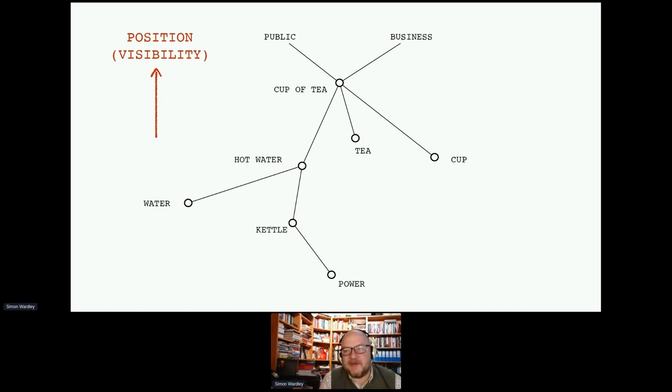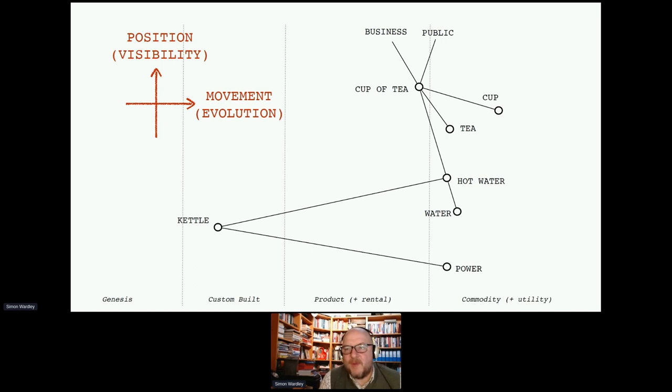All right, we've got anchor and position, and this is a graph, but it's still not a map because I'm missing that consistency of movement. Well, fortunately, all of these nodes are stocks of capital, and they evolve through a common pattern. You start off with the genesis of the novel and new, custom-built examples, products and rental services, commodity and utility services. So now what I've got is anchor, position, and movement. And this is a map.